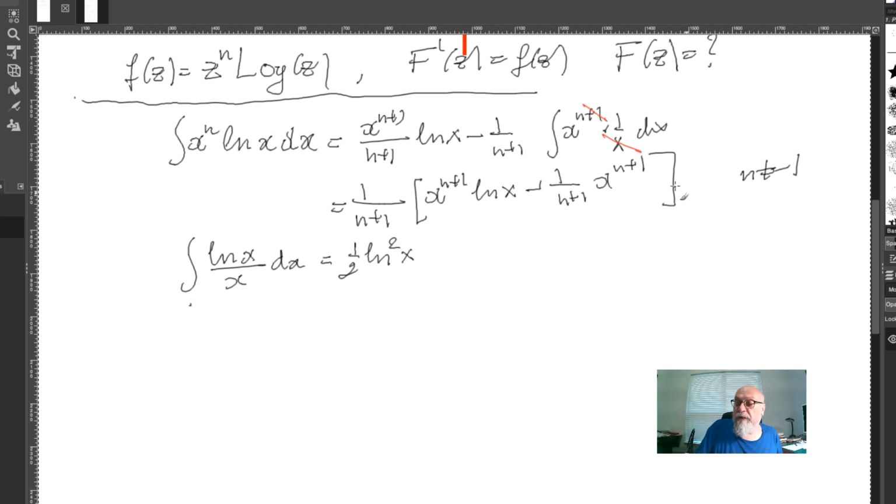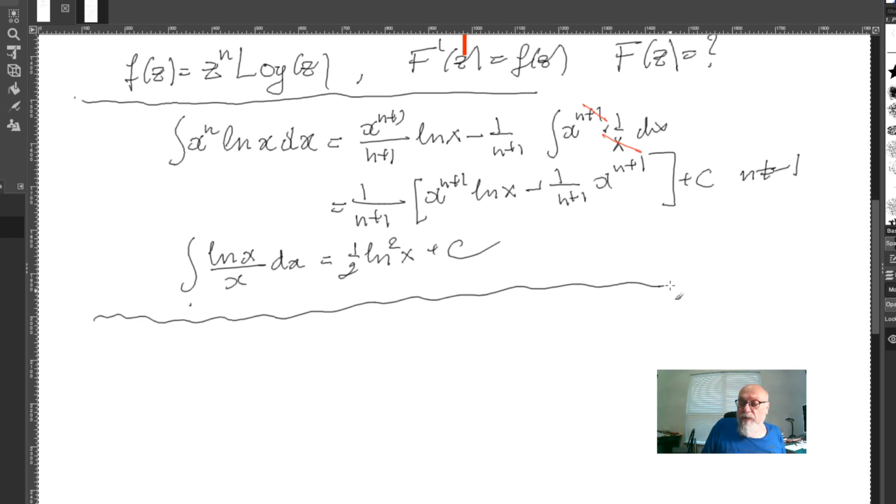Of course, I will just put here c. Okay, and now those are the formulas. So that means simply, if this is the formula for the antiderivative in the case of the real logarithm, most surely this is also the same formula for the antiderivative in the case of complex logarithms.